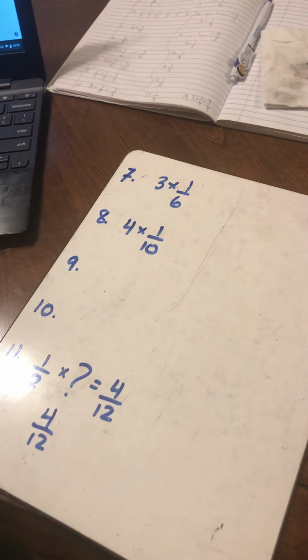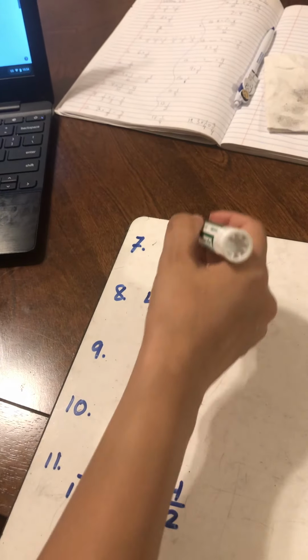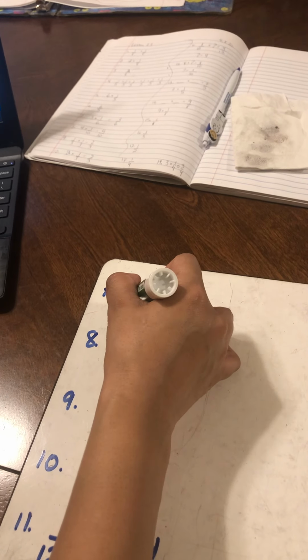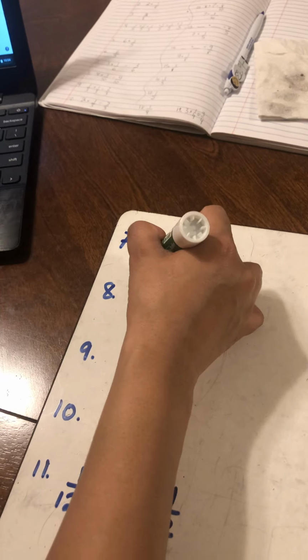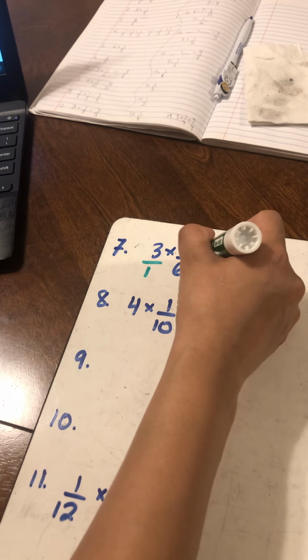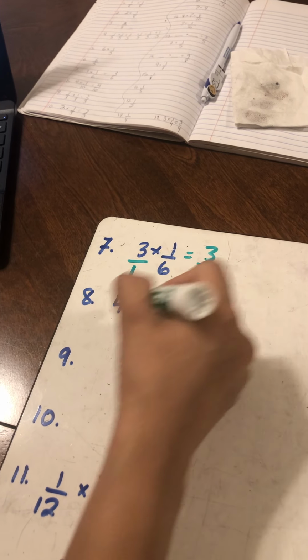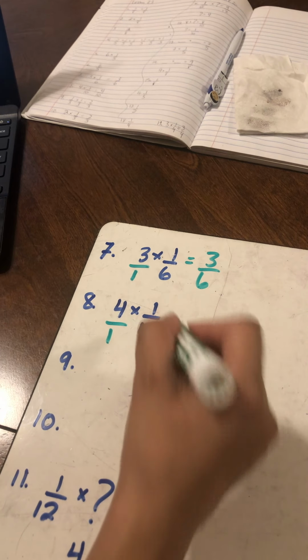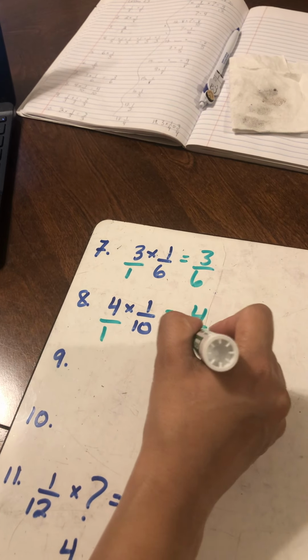Number 7, we had to just solve 3 times 1/6. And so when you have a whole number, you just put a number 1 underneath the whole number and multiply across. For number 8, you do the same thing. You multiply across, that gives you 4/10.